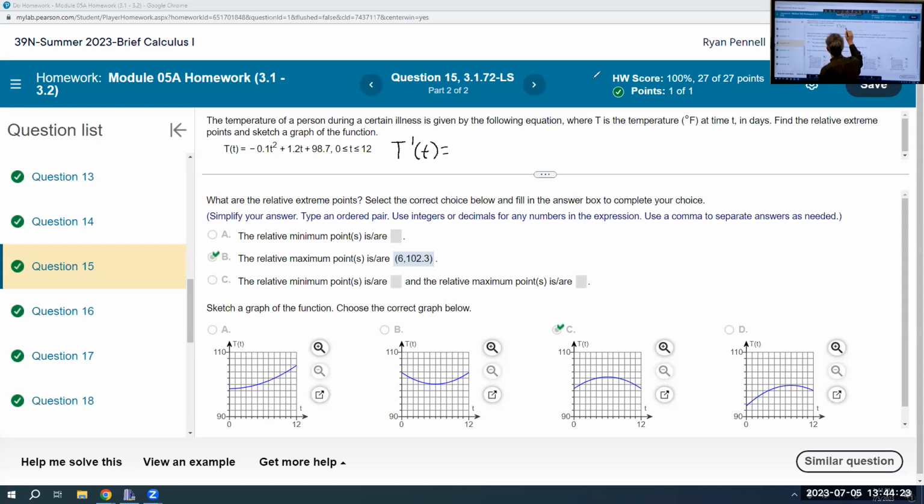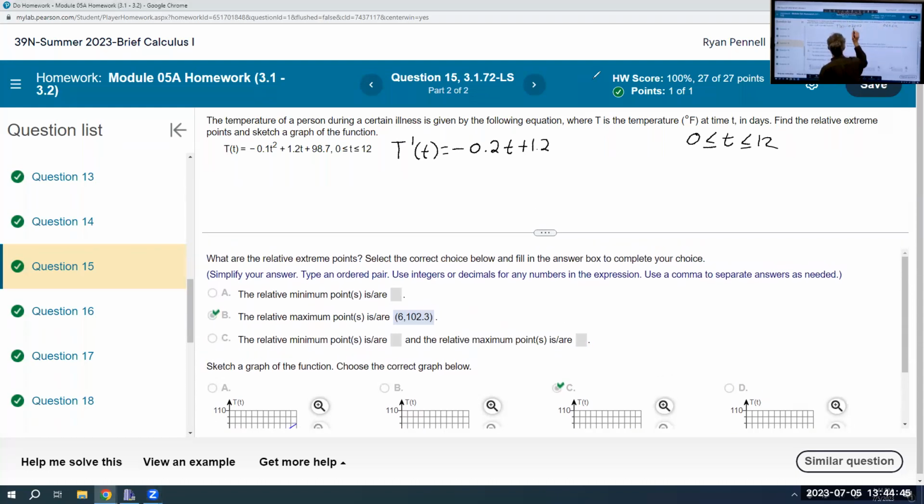T prime of T. So that's going to be negative 0.2 T plus 1.2. Did that right? And we're on the domain positive time up to 12 days. So we don't want to go past that. All right. So there we have it.